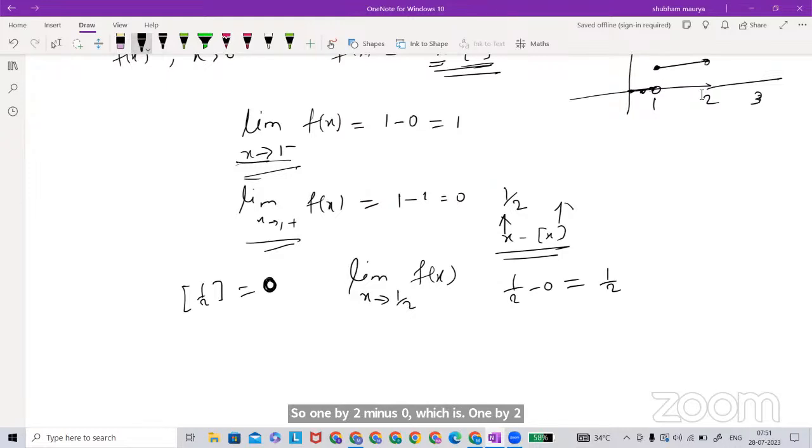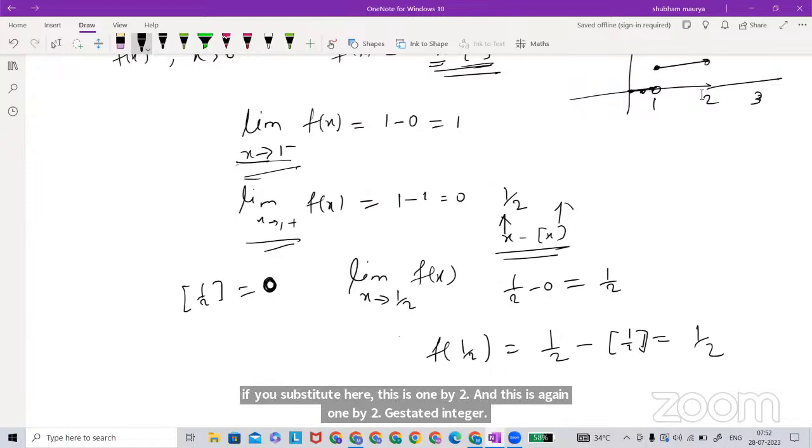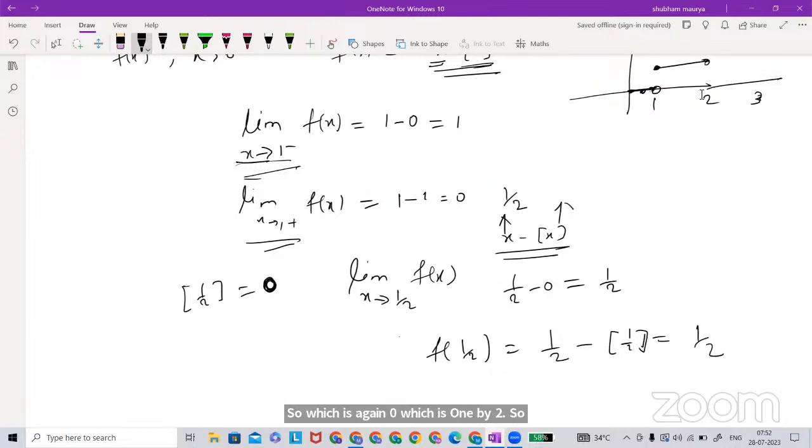And what is the function value at 1 by 2? The function value at 1 by 2 will be exactly 1 by 2. Just substitute here: this is 1 by 2, and this is the greatest integer of 1 by 2, which is 0, so the value is 1 by 2. So you see that the function value is equal to the limit value.